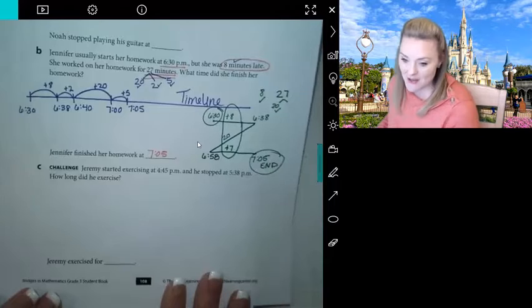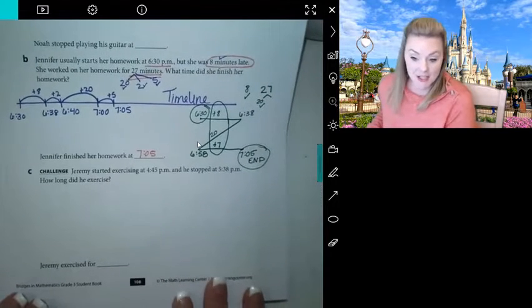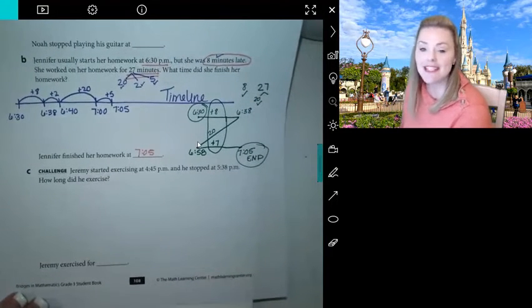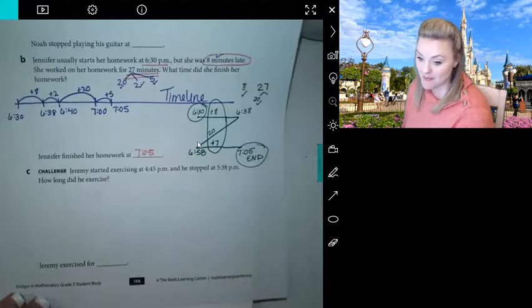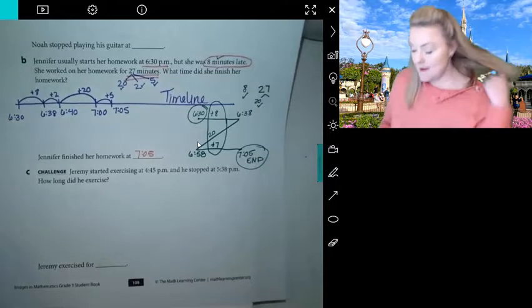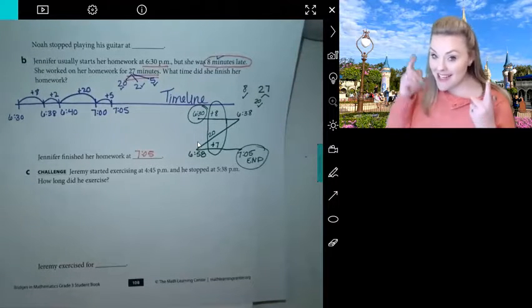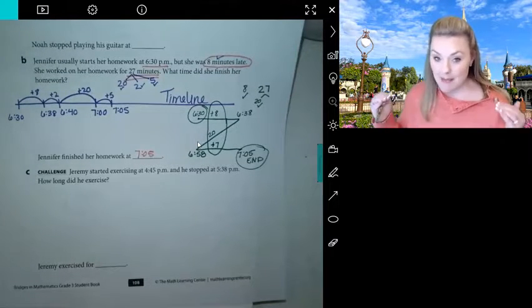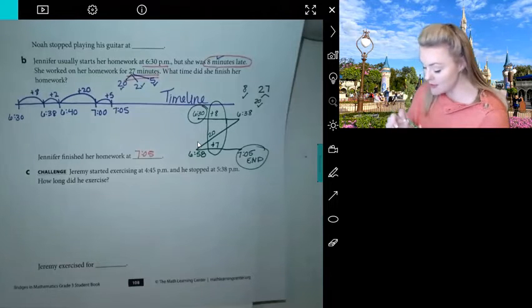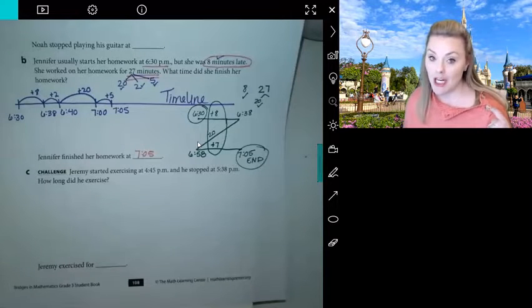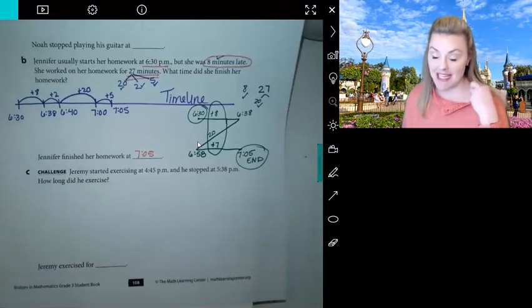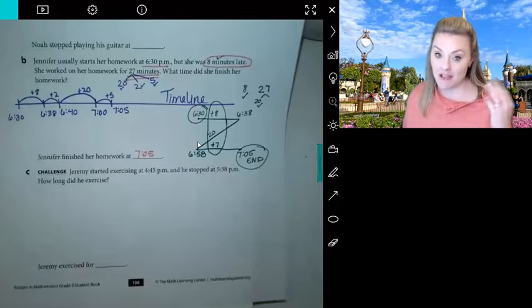All right, so we're going to look right here. It says Jeremy started exercising at 4:45 p.m. and he stopped at 5:38 p.m. How long did he exercise? Okay, so we have a start and an end, and we have to figure out the elapsed time in the middle. All right, and we have 3 strategies. We have our T-chart, we have a timeline, and we have Zoom.